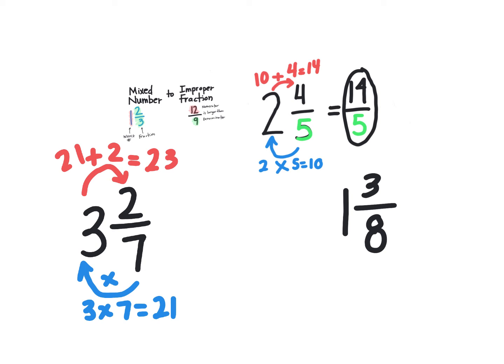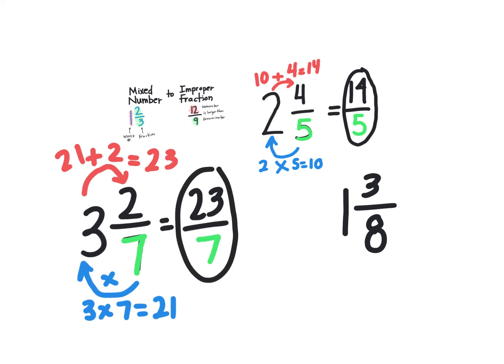So once you do that, don't forget your final answer is going to be a 23 on the top. And whatever was our denominator, that is what we are going to put for our denominator. So it will be 7. So in this case, the improper fraction is 23/7. You know you did it right because the numerator is bigger than the denominator.